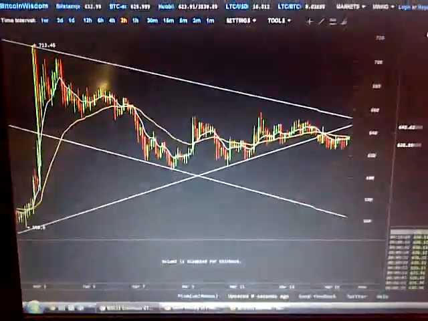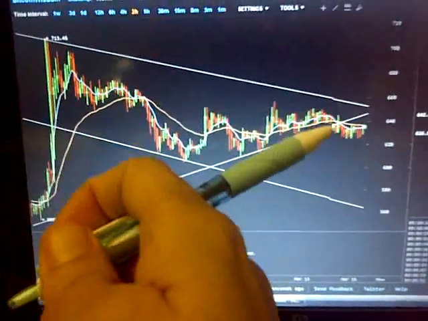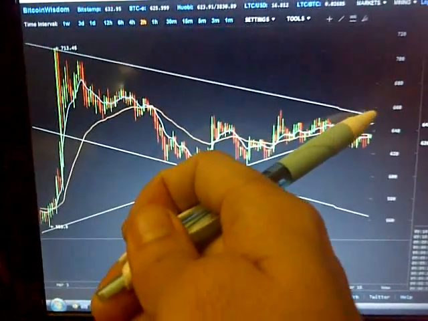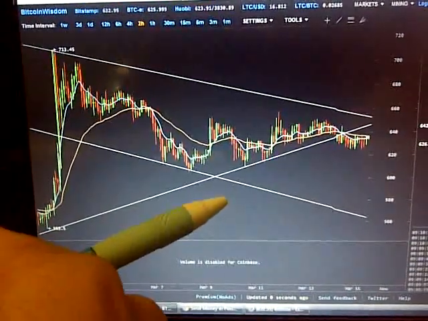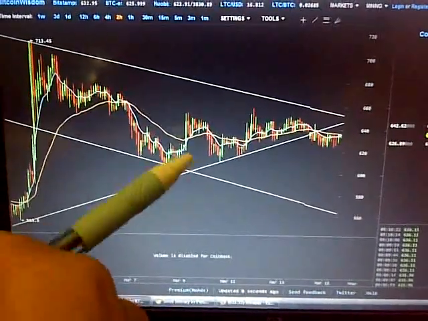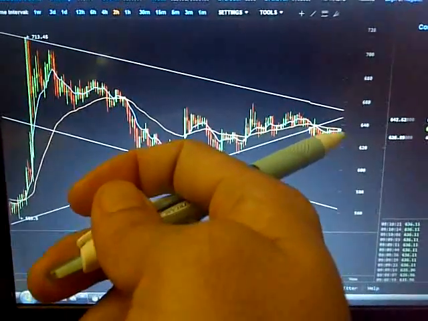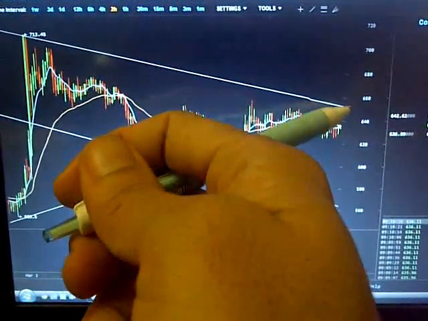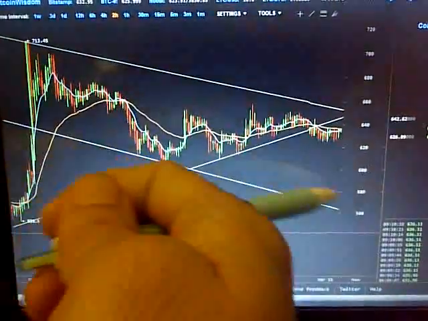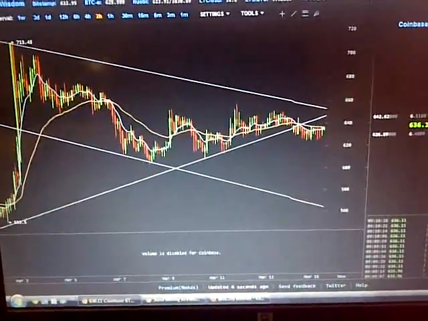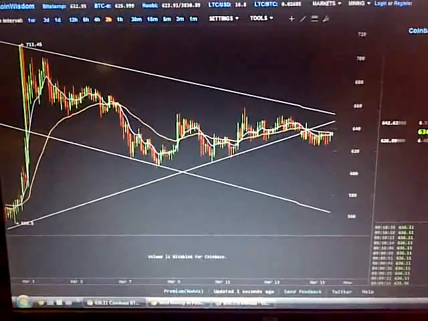But now Coinbase is pretty much doing the same thing. At some point, it's gonna hit this resistance, and a lot of people who trade are gonna have to decide whether it's gonna be breaking out or it's gonna be going back down to another support in this channel. So there's your weekend trade.